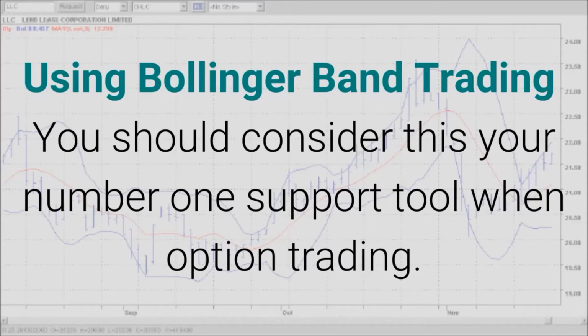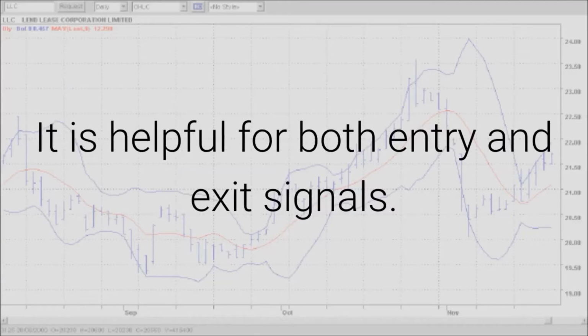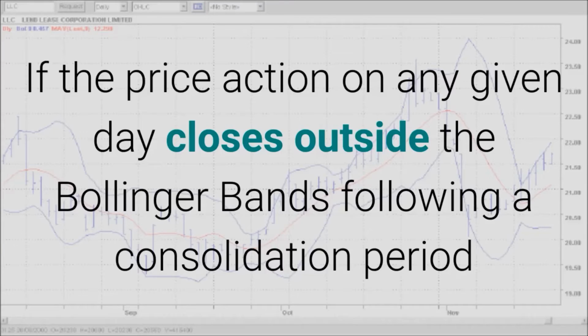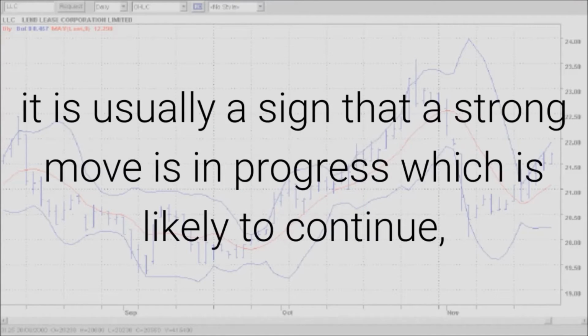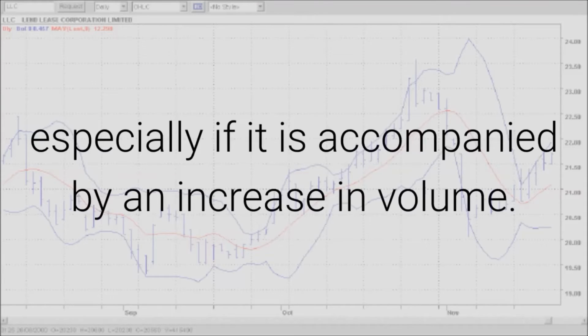Now let's look at how we can use Bollinger Band trading. You should consider this your number one support tool when option trading. It is helpful for both entry and exit signals. If the price action on any given day closes outside the Bollinger Bands following a strong consolidation period, and the bands begin to flare outward, it is usually a sign that a strong move is in progress, which is likely to continue, especially if it is accompanied by an increase in volume.